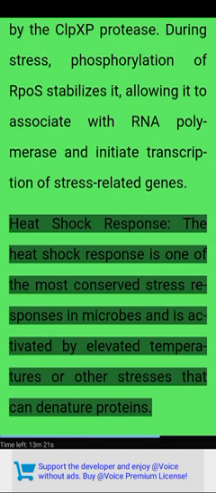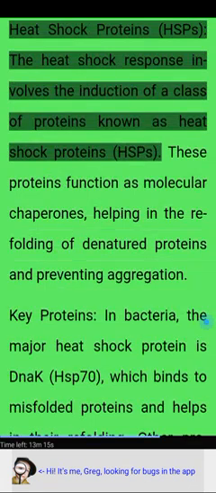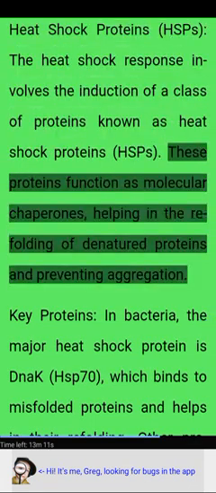Heat shock response. The heat shock response is one of the most conserved stress responses in microbes and is activated by elevated temperatures or other stresses that can denature proteins. Heat shock proteins, HSPs. The heat shock response involves the induction of a class of proteins known as heat shock proteins, HSPs. These proteins function as molecular chaperones, helping in the refolding of denatured proteins and preventing aggregation.